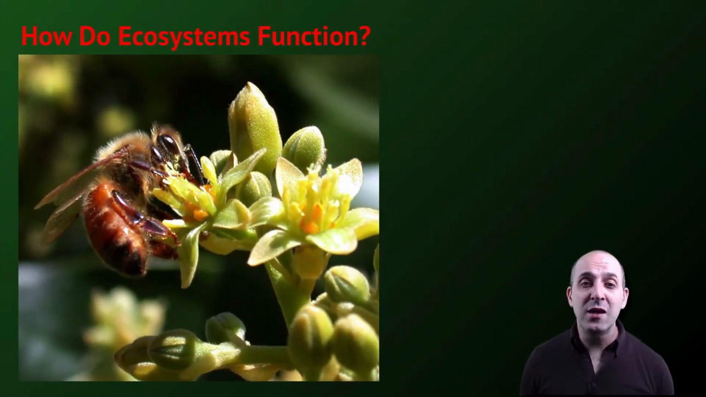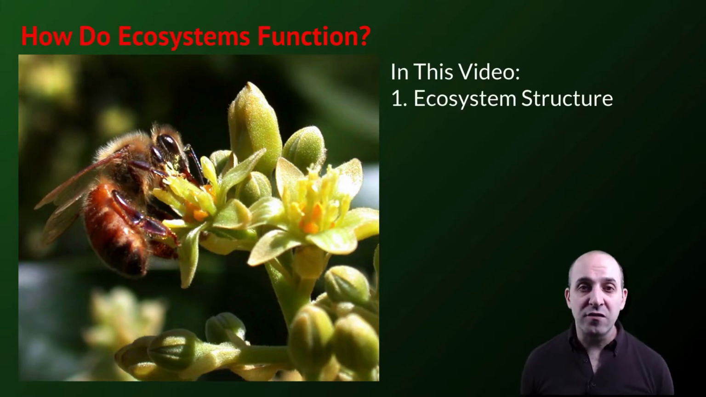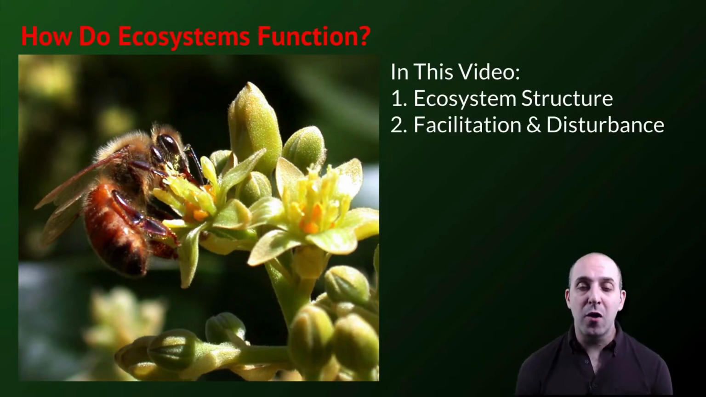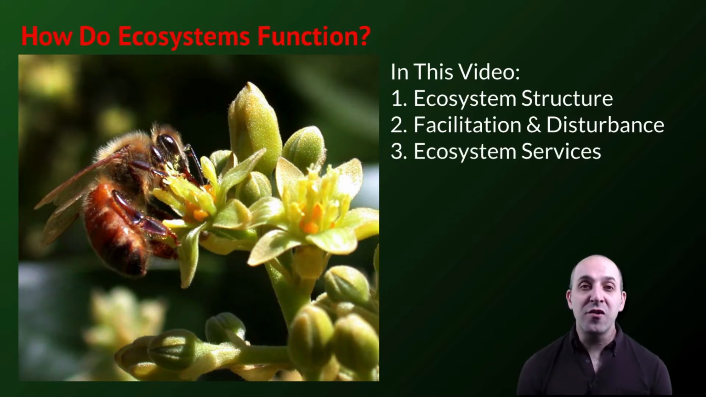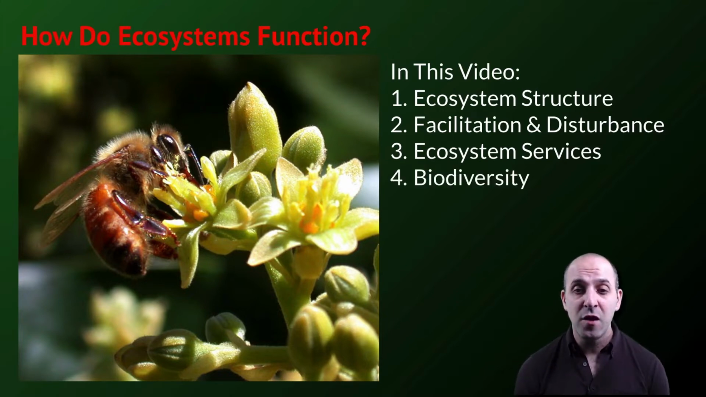How do ecosystems function? In this video, we're going to talk about ecosystem structure, and then we're going to talk about the processes of facilitation, how ecosystems change over time, and what happens when ecosystems are disturbed. Then we're going to talk about ecosystem services, the things that ecosystems do that organisms need in order to remain alive and functional, including us, before talking a little bit about biodiversity and where biodiversity comes from.